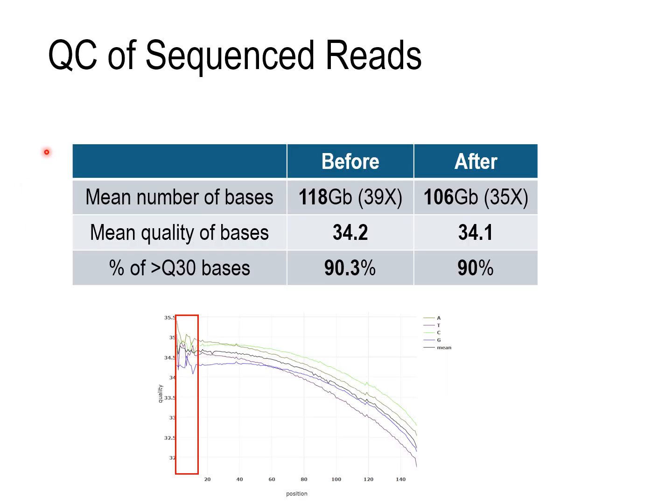After trimming and filtering, we compared the sequencing metrics before and after processing. As expected, the mean number of bases decreased from 118 gigabases to 106 gigabases. Interestingly, we observed slight decreases in both mean quality score from 34.2 to 34.1 and the percentage of bases over Q30 quality score from 90.3% to 90%.